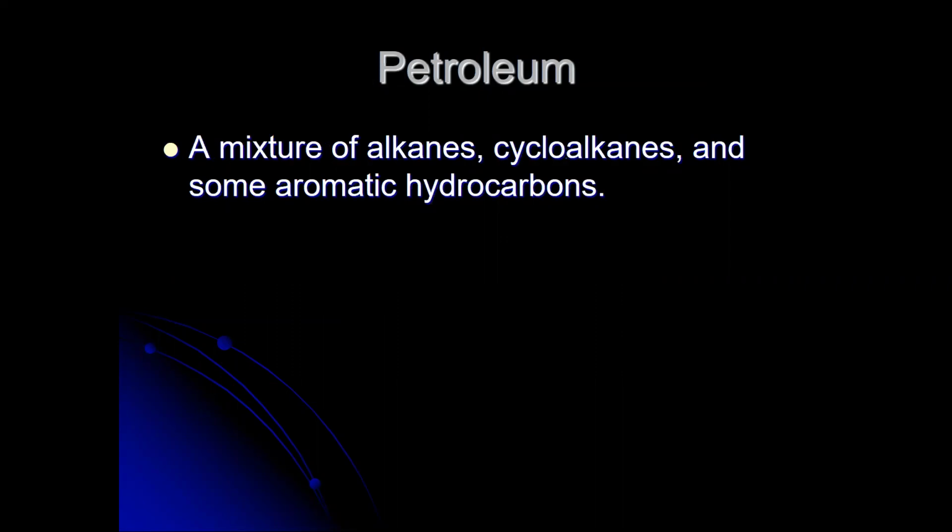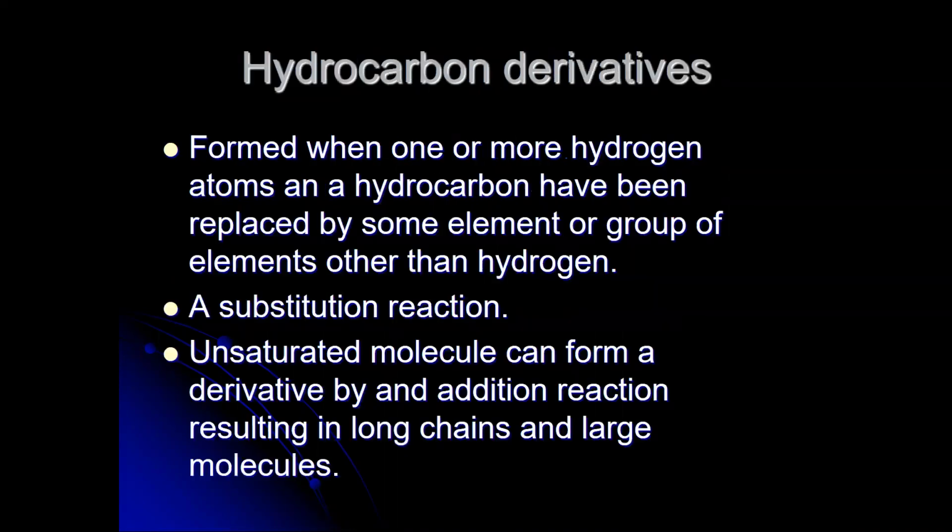So petroleum is a mixture of alkanes, cycloalkanes, and some aromatic hydrocarbons. It's got a lot of different things in it. That's why we can distill it down and pull different things out of it. So we get these hydrocarbon derivatives.